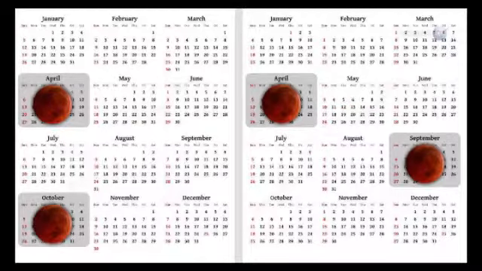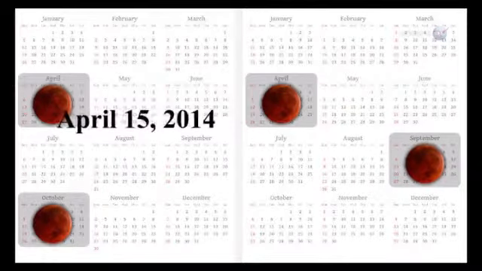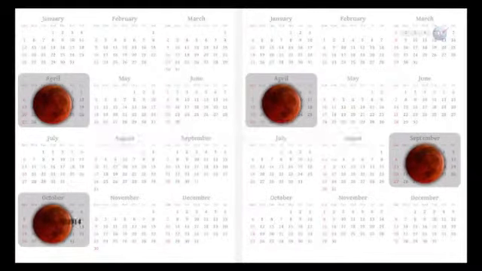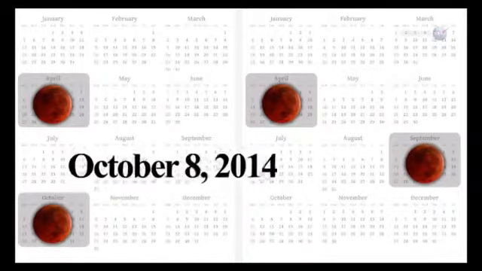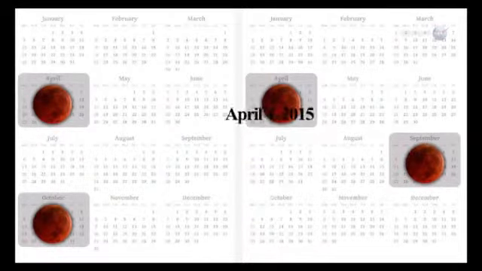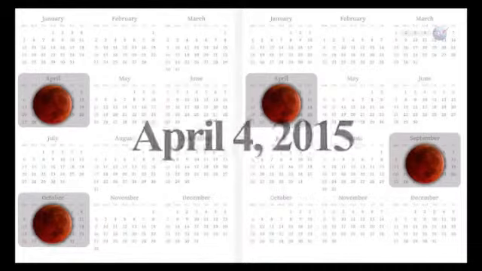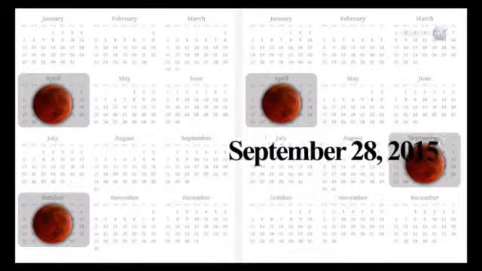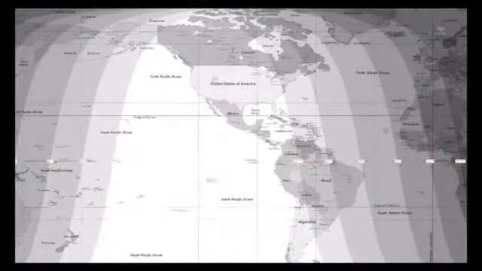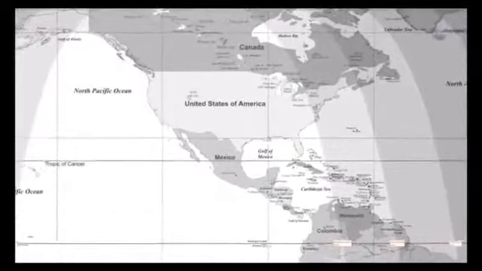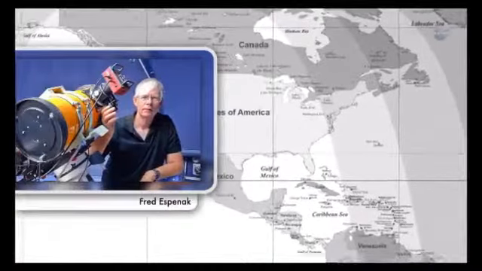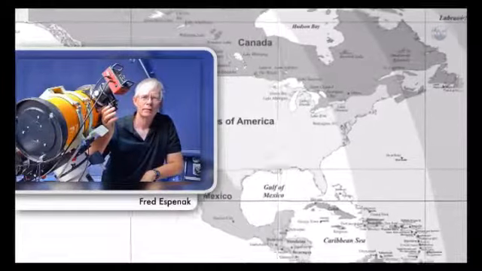The total eclipse of April 15, 2014 will be followed by another on October 8, 2014, and another on April 4, 2015, and another on September 28, 2015. The most unique thing about the 2015 tetrad is that all of them are visible for all or parts of the USA, says longtime NASA eclipse expert Fred.